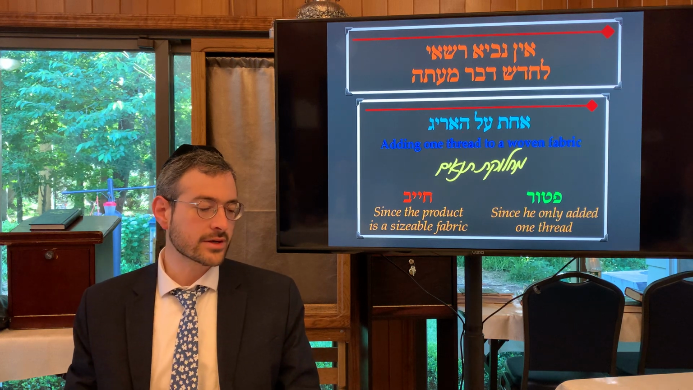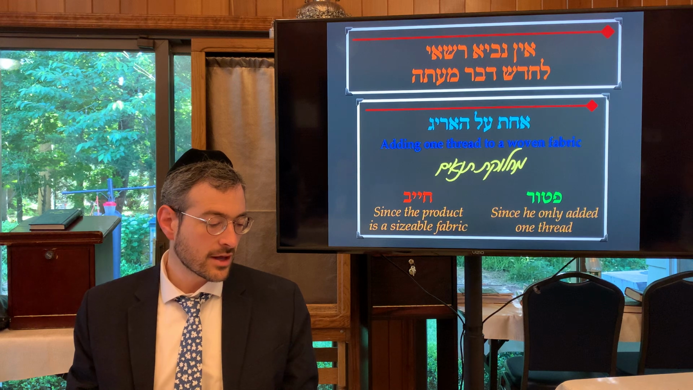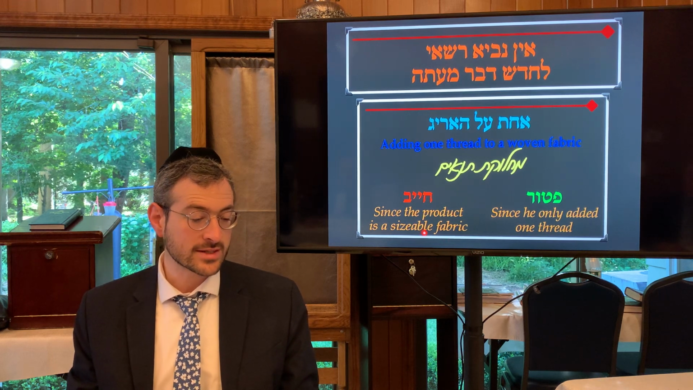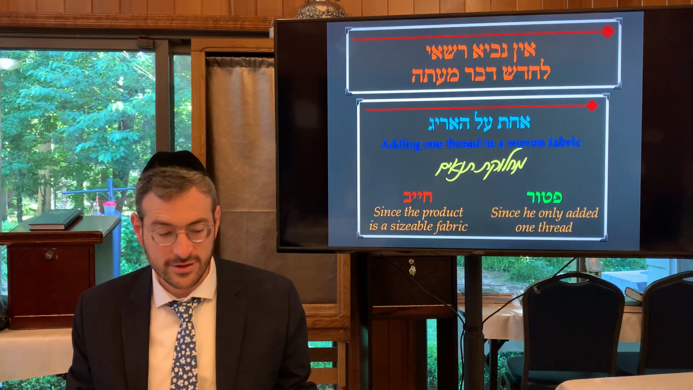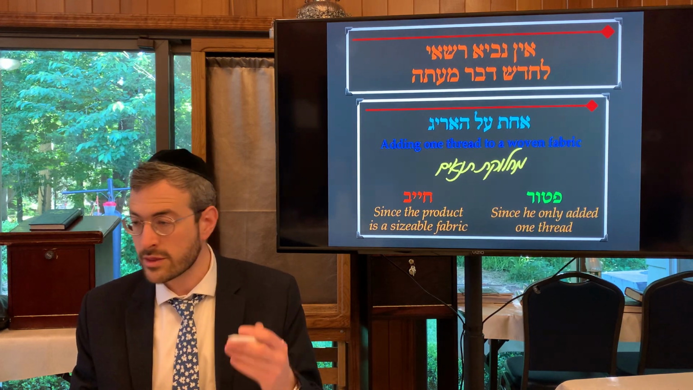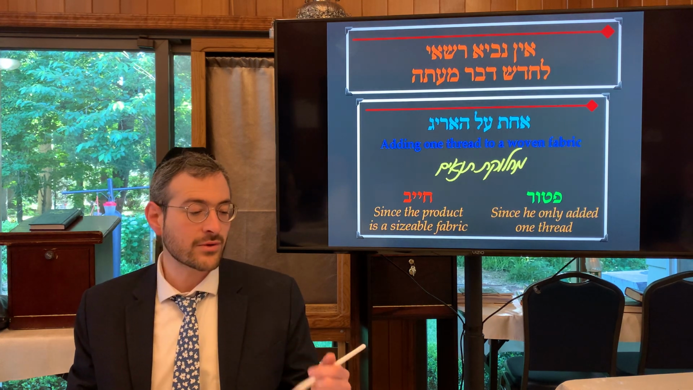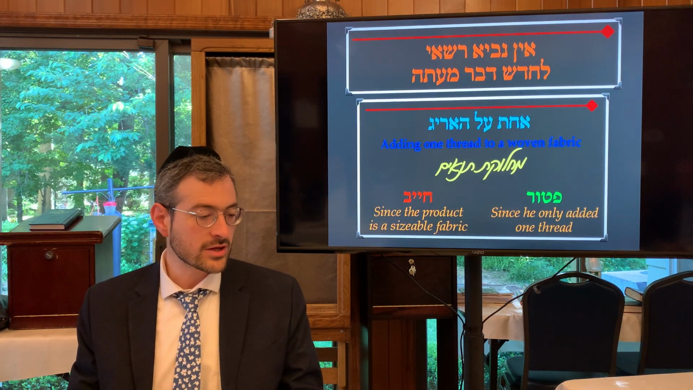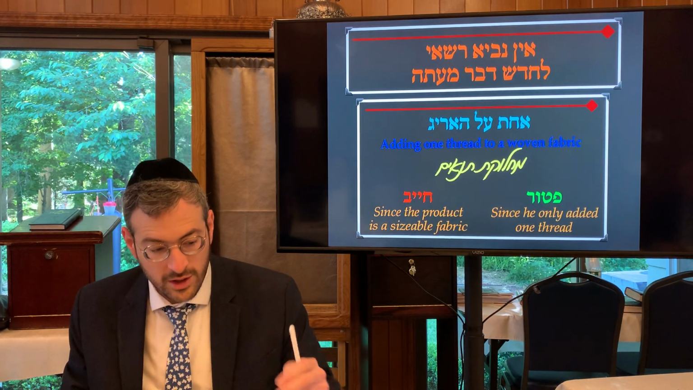Additionally, achas al arig is the concept that adding one thread to a woven fabric is a machlokes Tanna'im. On the one hand, you could say that you're chayiv since the product is a sizable fabric, meaning it was already something significant, and now that you add on one thing, it's significant. Then you could say it's patur since you only added one thread. The liability is only with two letters of writing, two threads that are being woven. So say that's a machlokes. If it already has a sizable size and you're adding on one, would that make you liable or not?